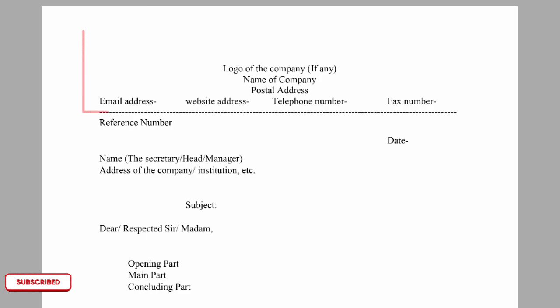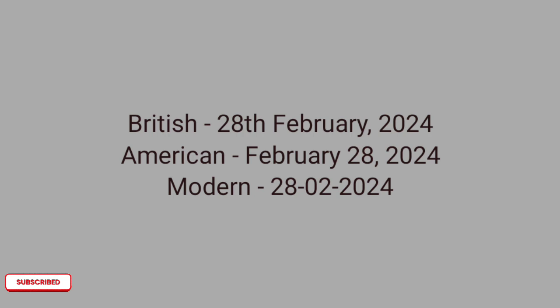So first is heading. The heading of a business letter usually contains the name, postal address, email, website address, telephone numbers, fax number, trademark, logo of business, and generally it is in the middle of the page at top. The second is date. The date is normally written on the right side corner after the heading as the day, month and year.